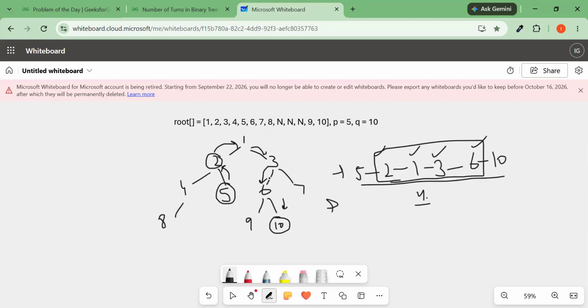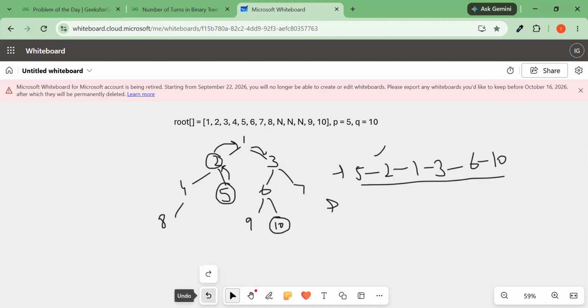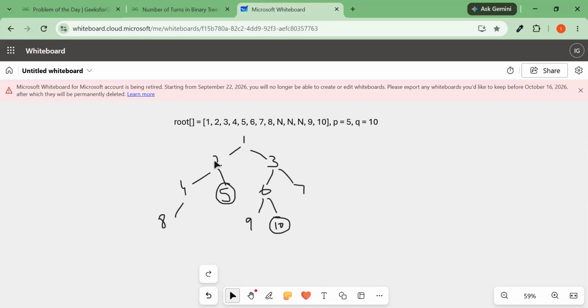Okay, now consider the same example, how will we solve this problem? Let's take this example once more. How will we solve this? Consider I am standing at the root node. I don't know anything about this. I need to find out the path from root to P. Because we have to find the path from P to Q.